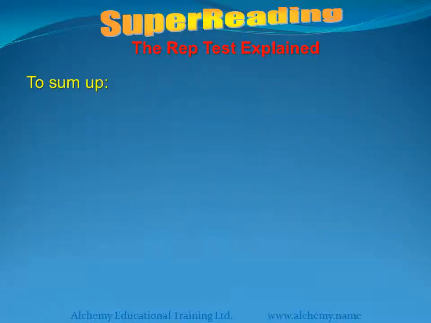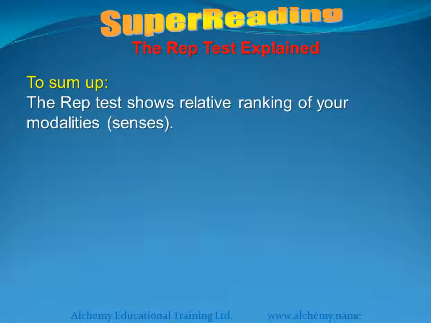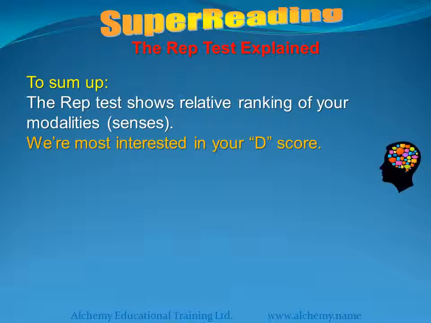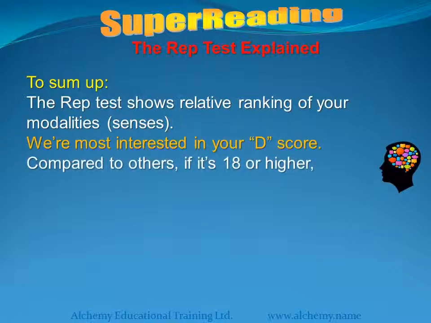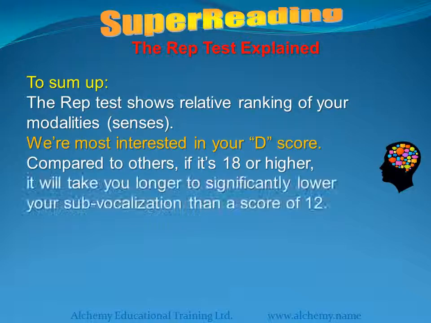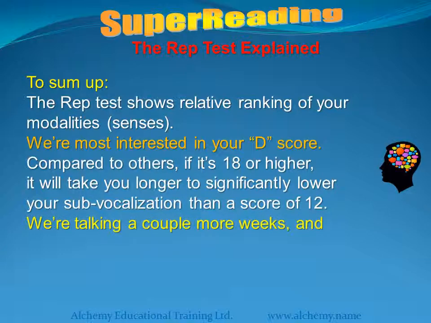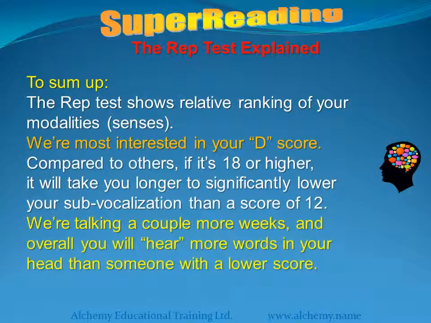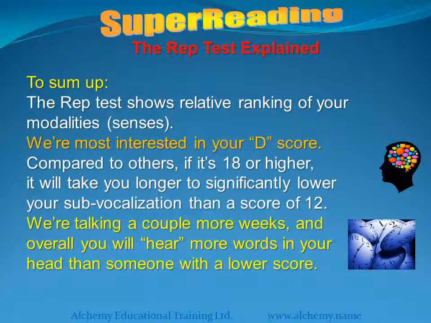To sum up, the rep test shows relative ranking of your modalities, or senses. In SuperReading, we're most interested in your D score. Compared to others, if it's 18 or higher, it will take you longer to significantly lower your subvocalization than a score of 12. We're talking a couple more weeks, and overall you will hear more words in your head than someone with a lower score, no matter how much time goes by. Either way, you will be brilliant.